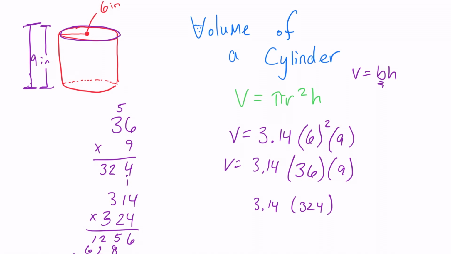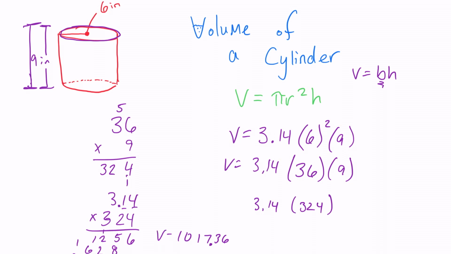6, 8, and 5 is going to give me 13. 2 is going to be 6, plus 1 is 7. 6 and 4 is 10, plus 1 is 11. And 9 and 1 is going to give me 10. So I've got quite the large number here, 101736. But recall that 3.14 is a decimal, so I need to move back 2 places in my decimal value here.